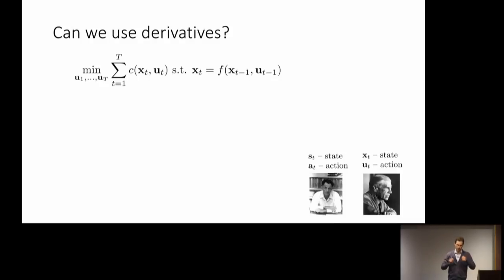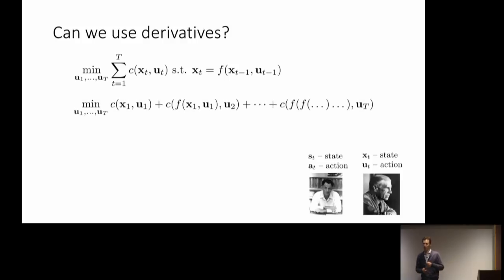We're going to talk about how we can optimize action sequences, U1 through UT, by using derivatives. Before we didn't have any derivatives, now we'll put derivatives into play. The original problem I started off with in today's lecture was that you want to minimize some total cost, subject to a constraint that says that your next state is equal to the dynamics evaluated at your previous state and action. That's the same as maximizing your reward, of course.